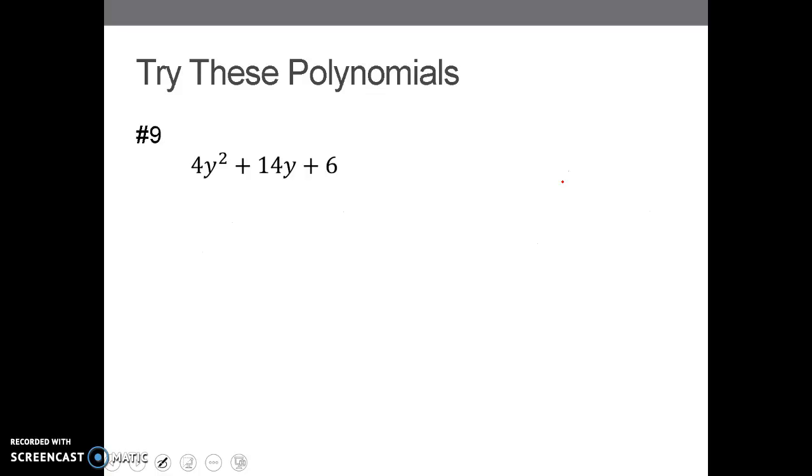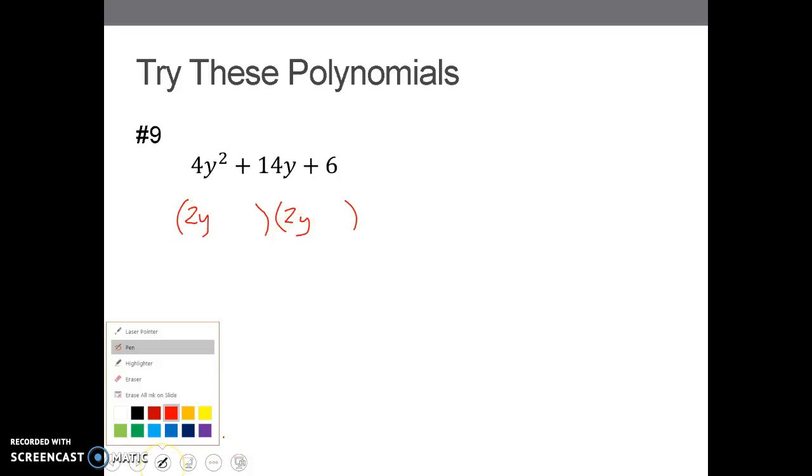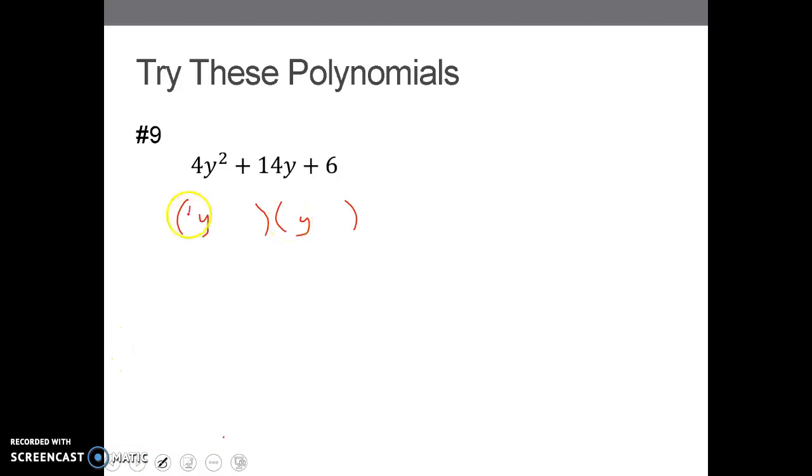Got two more to do. Let's start with number 9 here. I'm going to start here with maybe a 2y and a 2y. On second thought, just for the sake of time, I'm going to do this right the very first time. I believe that with this problem, I'm going to do a 4 and a 1y. That gives me the 4y squared. If I put a 3 here and a 2 here, 3 times 2 does give me 6. I want them both to be positive.